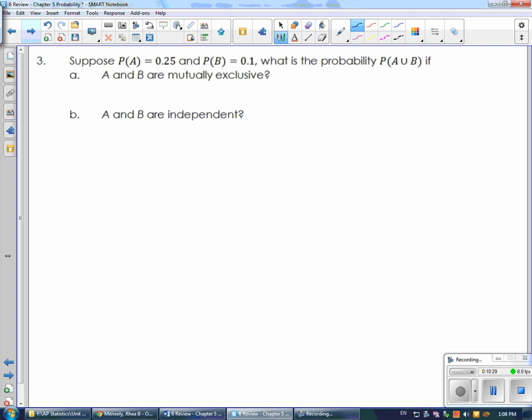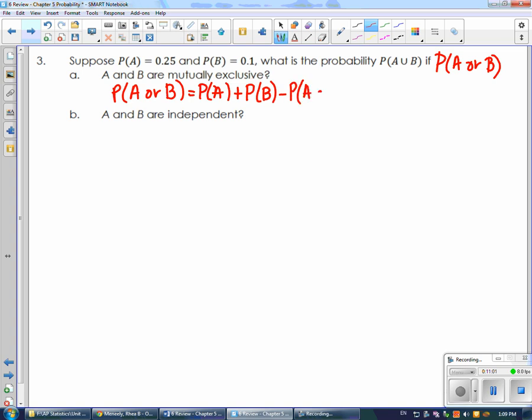Number 3, there's really no context here. You're just told that the probability of event A is 25% and the probability of event B is 10%. And we want to know the probability of A union B. And remember, A union B is just the probability of A or B. And the probability of A or B, we know, is the probability of A plus the probability of B minus the probability of both.